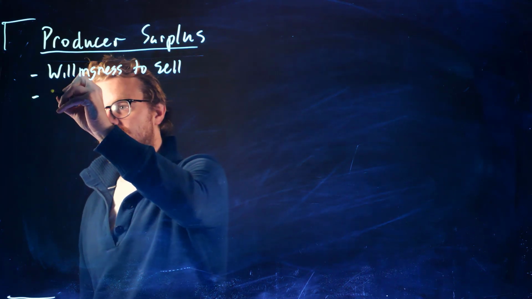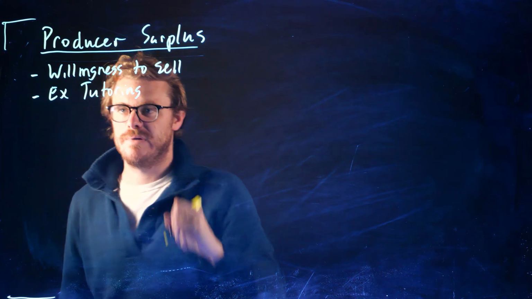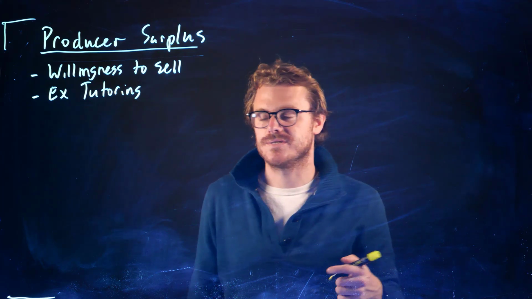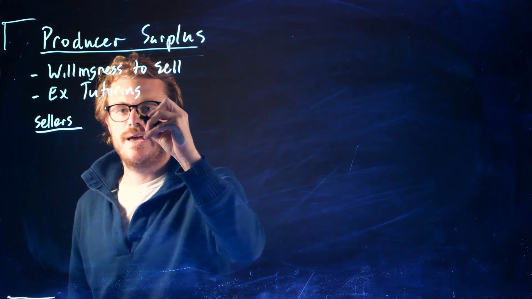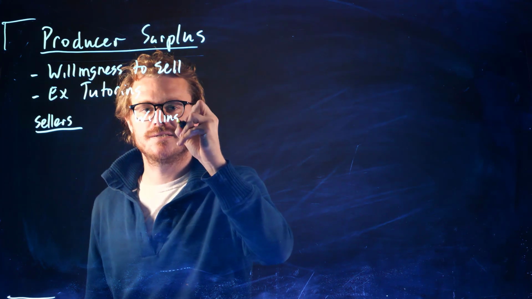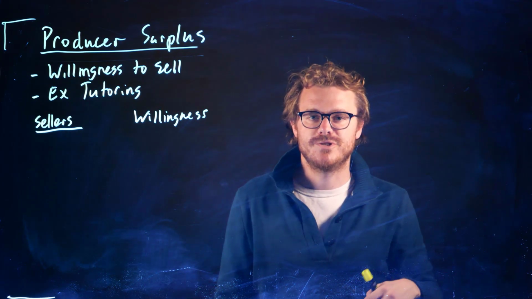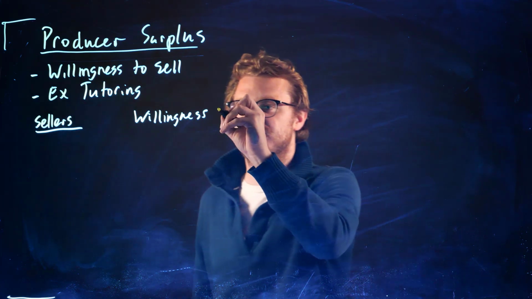Now, again, let's think of an example, and we'll do our tutoring example again. But now we're at the other side of the market, so we're thinking about the sellers. So we have sellers of tutoring, and we have willingness to sell. So they need to get more than their willingness to sell to be able to actually enter the market and want to exchange goods.